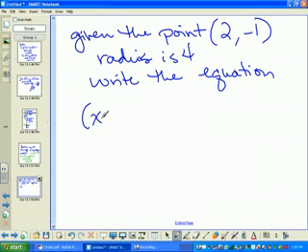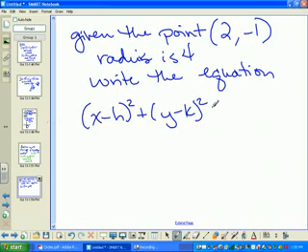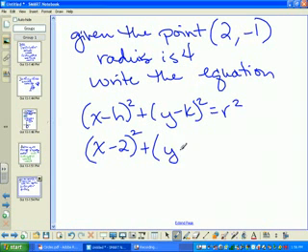So if we know our equation is x minus h squared plus y minus k squared equals r squared, what are we plugging in for h and for k? The 2 and then negative 1. What are we going to be plugging in for r? The 4. So we're going to have x minus 2 squared plus y plus 1 squared equals 16, okay, was that terrible?